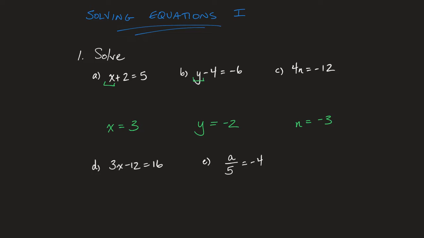D looks a little complex. I might even skip over D and go to E. Well, E, even though there's a fraction in it, I bet you a lot of us found E a little bit easier. That says some number divided by 5 equals negative 4. And so we start to think, well, what number divided by 5 gives me negative 4? And maybe we come in on a negative 20.